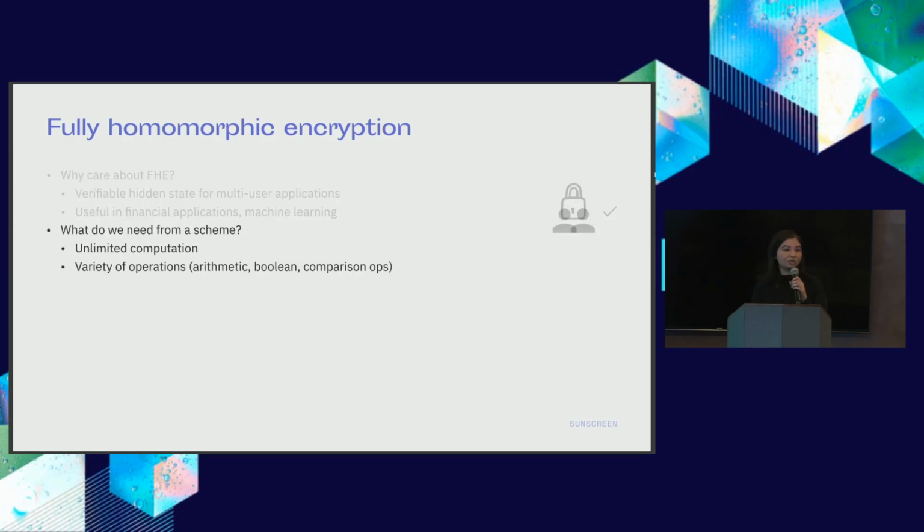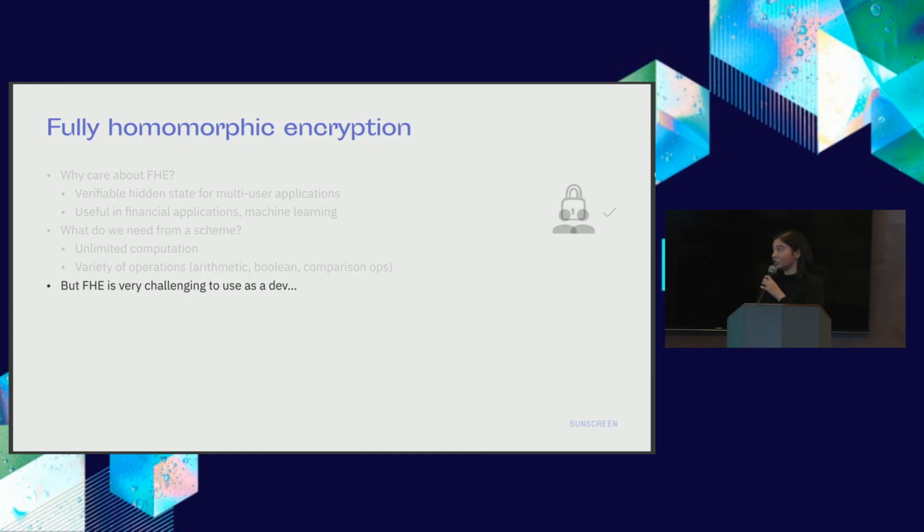If we're an engineer and we'd like to work with FHE, there are really two things we want from an FHE scheme today. We want an FHE scheme that supports unlimited computation. So ideally, computation with any kind of depth possible. We also want a scheme that supports a variety of operations. So ideally, arithmetic operations, Boolean operations, comparison operations, the full gamut.